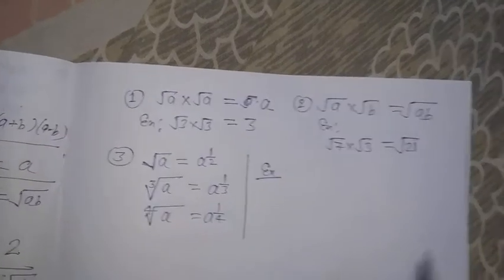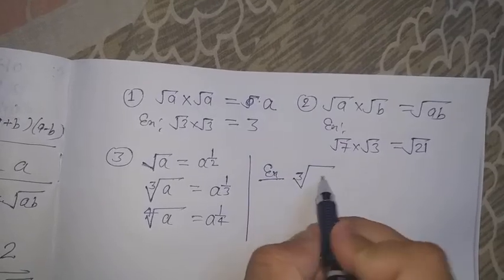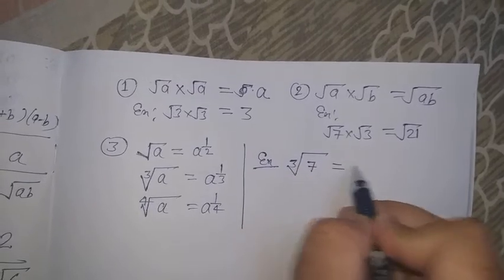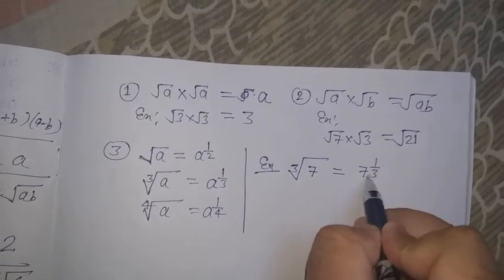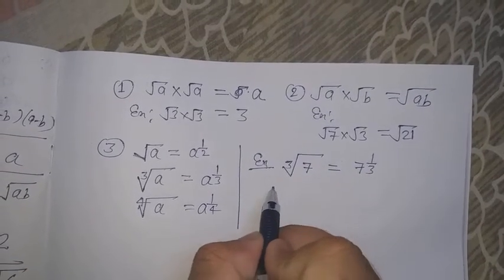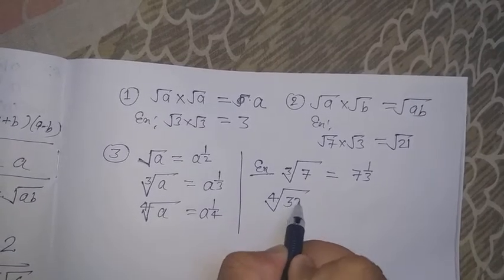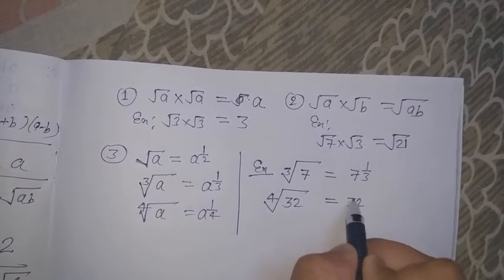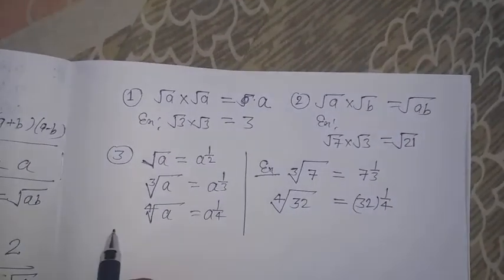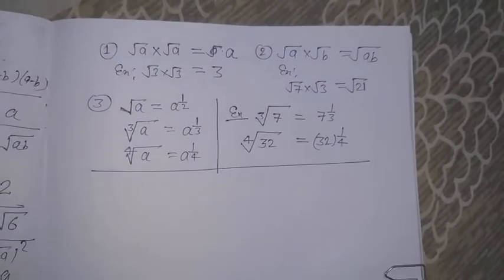As for example, if it is written 3, suppose 7, so this means 7 to the power 1 by 3. If it is written 4 and that is 32, so it is equals to 32 to the power 1 by 4. Okay, so these are identities, this is a concept related to root.